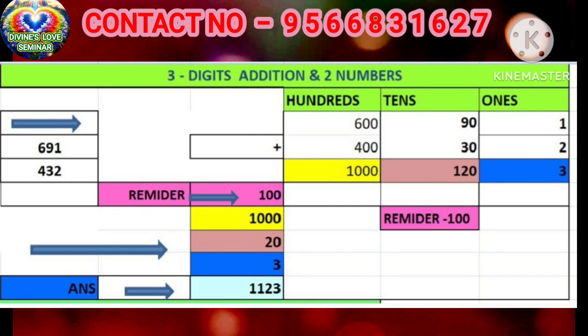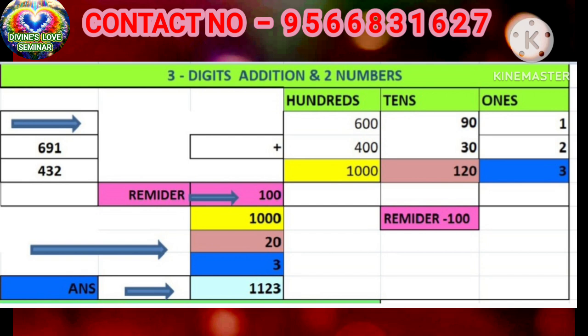First, we should calculate the remainder number. 100 plus the hundreds place number. We should first keep the 100 in mind. 600 plus 400 is 1000. So, 100 plus 1000 is 1100. Keep this number in your mind.